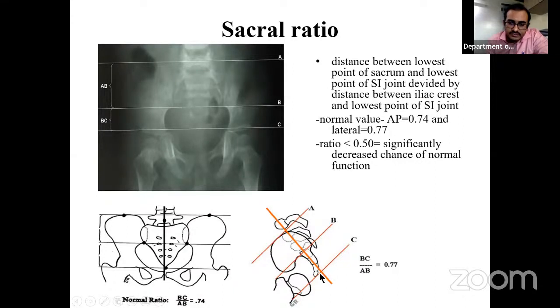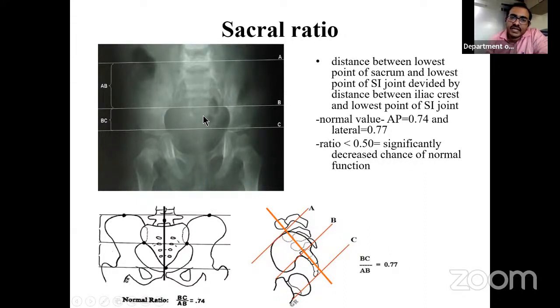So in this figure, we can see the upper part of the SI joint, the lower part of the SI joint, and the coccyx. These are the points A, B, and C. So BC divided by AB, meaning the length of the sacrum divided by the distance between the upper and lower SI joint, is what gives us the sacral ratio. The normal ratio is 0.74 on AP and 0.77 on lateral. If this ratio is less than 0.5, then there is a significantly decreased chance of normal function or normal continence.